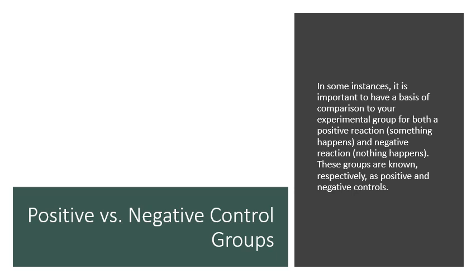So you've got positive controls and negative controls. The best experiments have both a positive control and a negative control. These control groups serve as a basis of comparison so you can see what effect the independent variable has on the whole system.